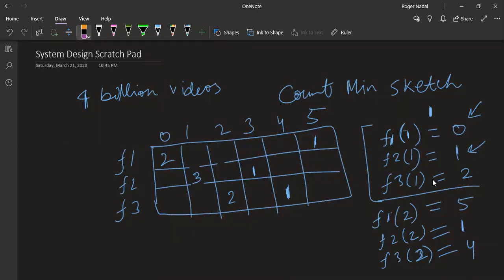Now let's calculate the count for video 1. We have our sketch ready. We'll again go through these functions. Let's look at the value at 0: the value at 0 is 2. For 1, I'm checking the count for video 1. The value for F2 of 1 is 3. F3 of 1 is 2. So what we do is take the minimum of these.